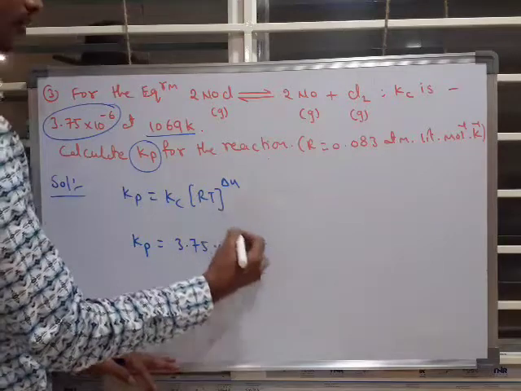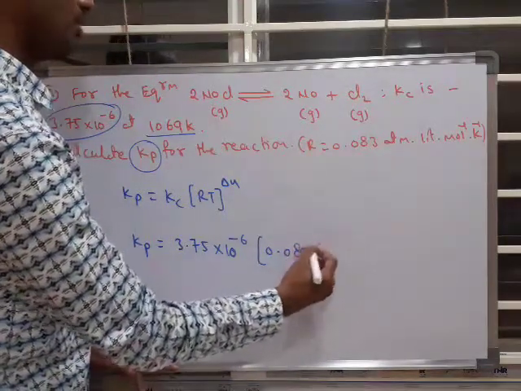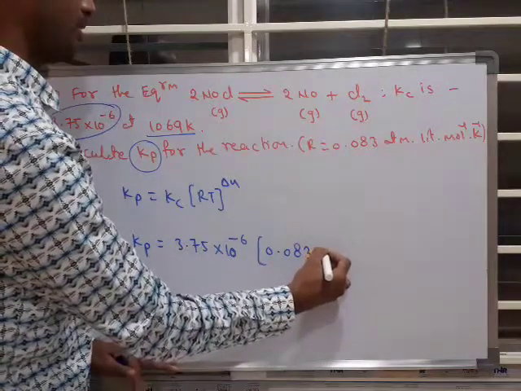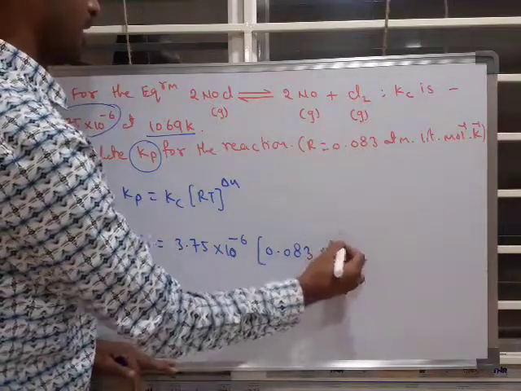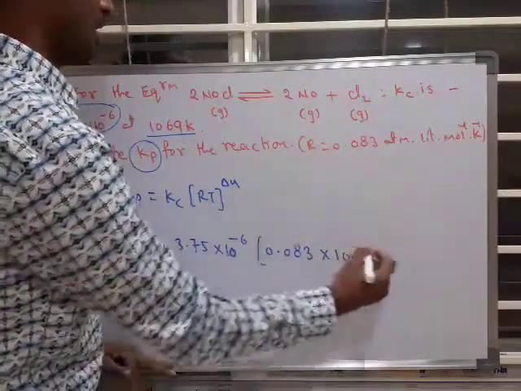So what is the R? 0.0821 something. So actually 0.083 is given. The temperature is already present in the form of Kelvin, so converting to Kelvin is not compulsory. Capital T means it's absolute temperature.